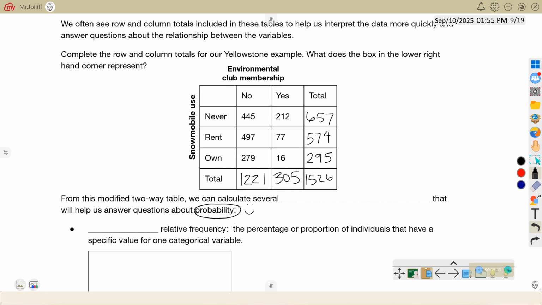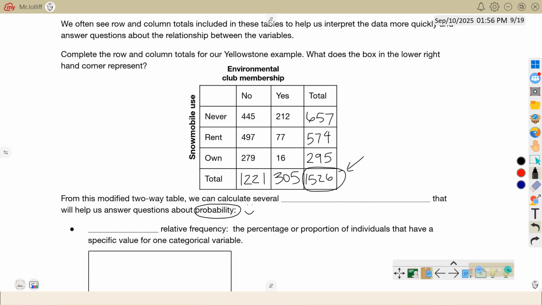In that additional data that I've added to the edges of the table, also known as the margins of the table, what does this box in the bottom right-hand corner represent?